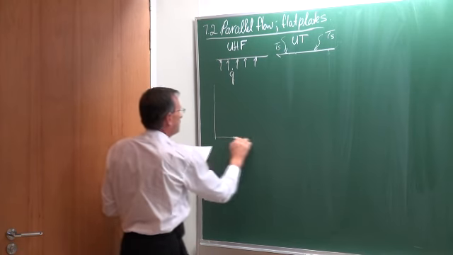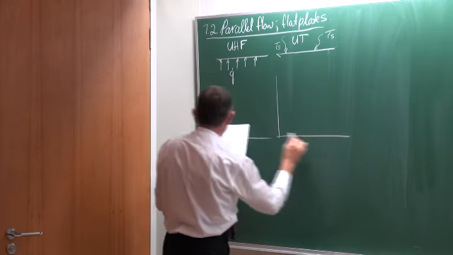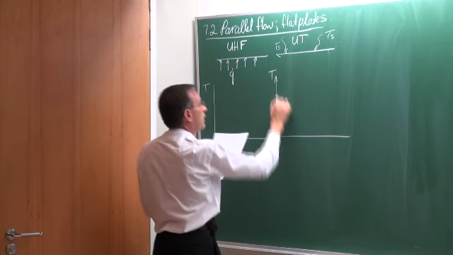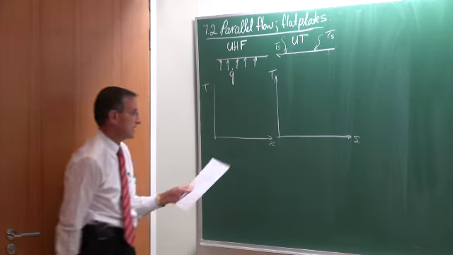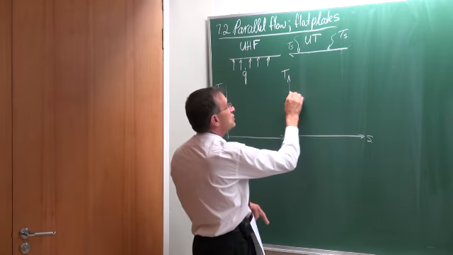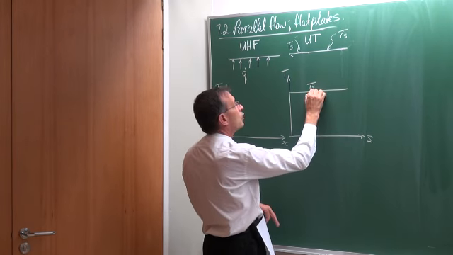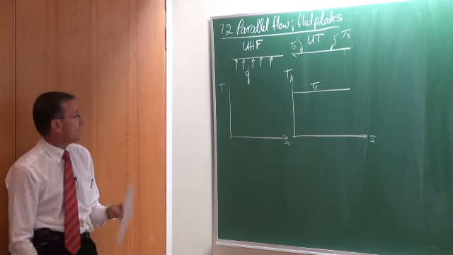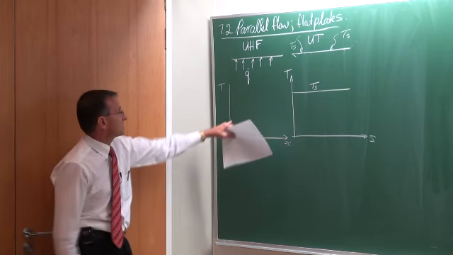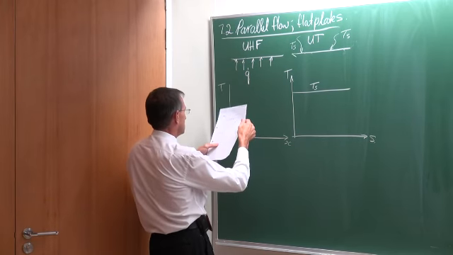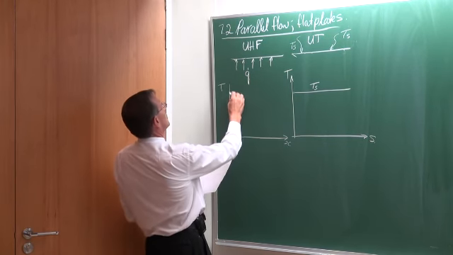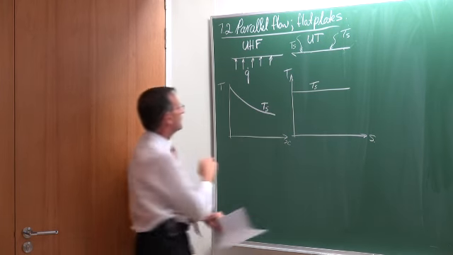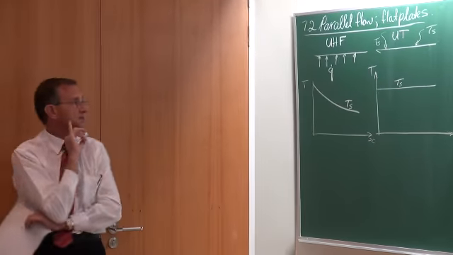So if we have a graph of temperature against x for both cases, then for this case the temperature of the flat plate would be a constant, Ts. While in this case, it might not be. The temperature might do something like that. So the temperature of the wall doesn't stay constant.